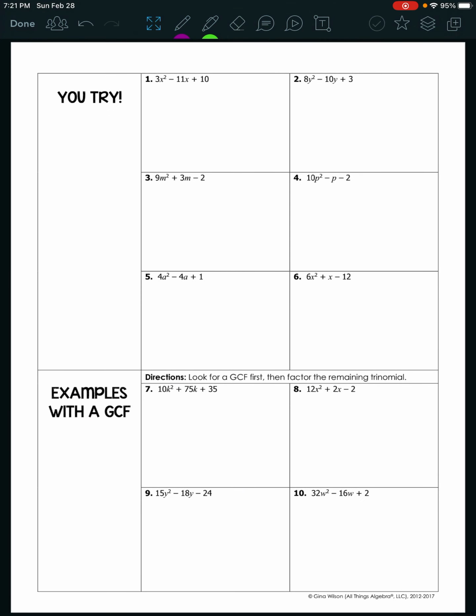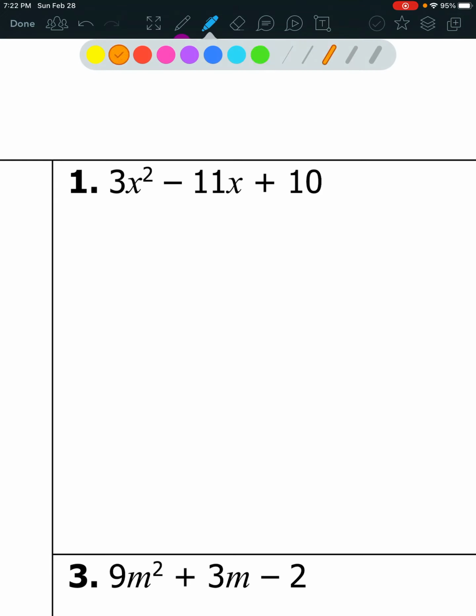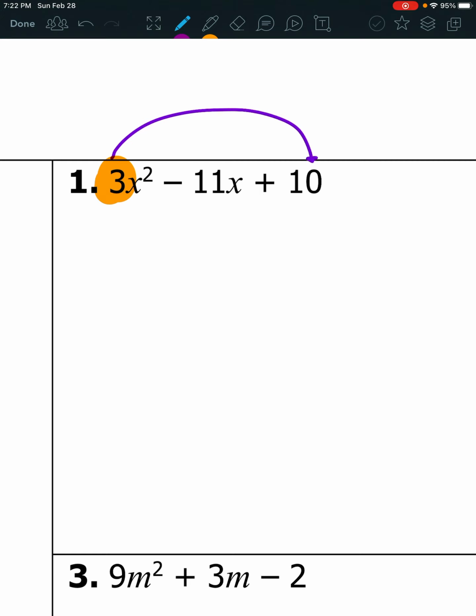I want to show you another method because sometimes I find that certain methods work with some people and sometimes they don't. So this is called the AC method, but we're going to learn it by grouping. So our goal is very similar, where we're going to take that A term, so the A term is 3, and we're going to multiply it by our C value. So 3 times 10, we're looking at 30. Now, our goal is to figure out what multiplies to 30, but then adds to negative 11x.